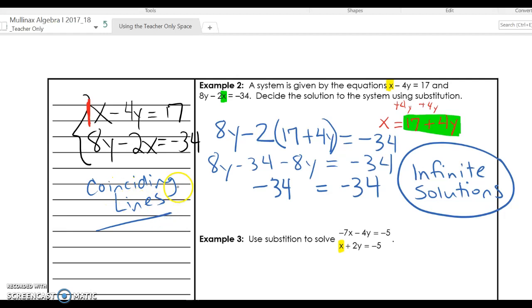How do I determine that algebraically? I solve using the same strategy I would use any other time, and I see that the variables cancel out, leaving me with numbers only. If the number sentence is a true statement, then that means I'm going to have infinite solutions because they're coinciding lines. If they're coinciding lines, then this is a consistent and dependent system.